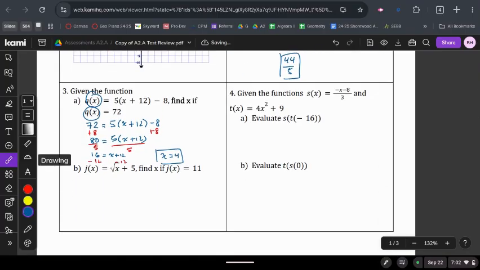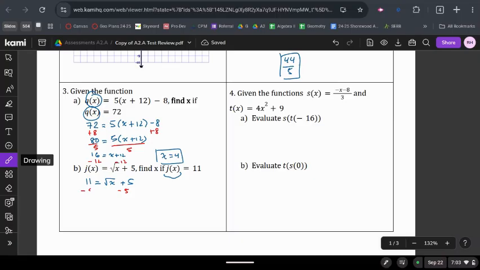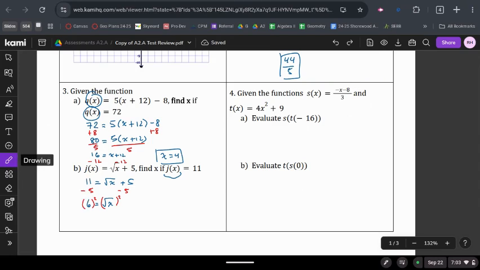So same idea with the next one. We've got the j of x values, so that's going to be 11 is equal to the square root of x plus 5. Again, undoing order of operations, working backwards though. So I'm going to start by subtracting the 5 from both sides. And I get 6 is equal to the square root of x, and then I can undo the square root by taking the square of both sides. And I get 36 is equal to x.